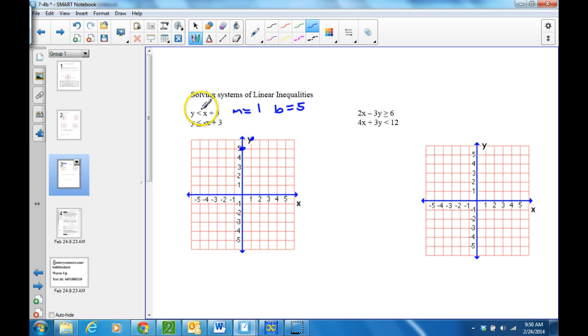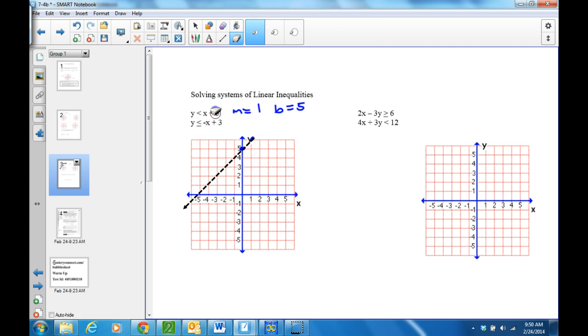And notice that it has just a less than symbol in it. So am I going to have a solid line or a dotted line? Solid. Nope. Dotted line. So it's going to be a dotted line. It has an equal sign underneath it. Yep, right. Okay, so now I need to determine what side to shade in this case.